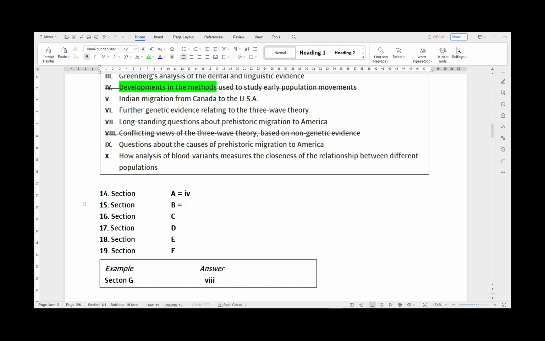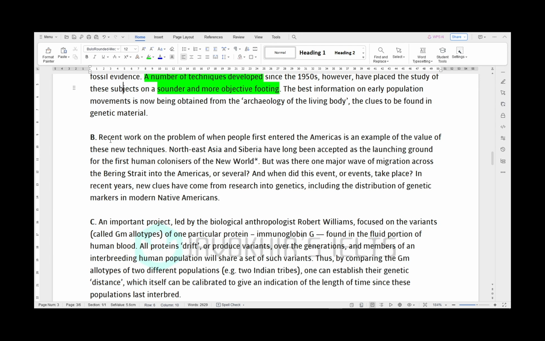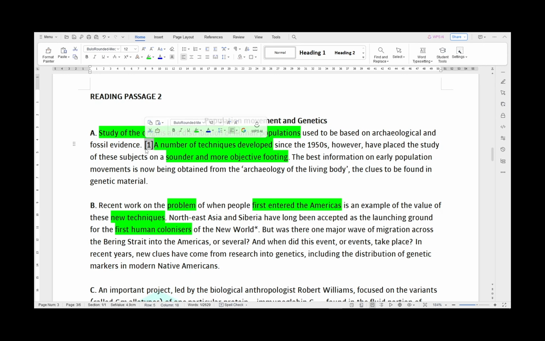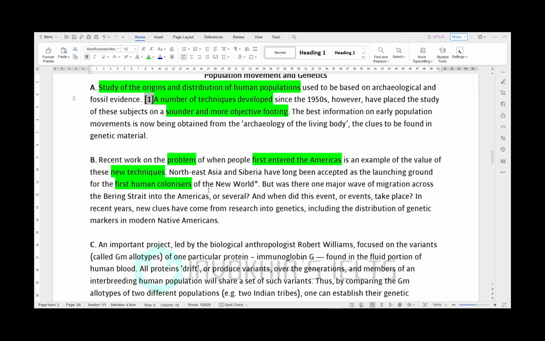Now with paragraph B: recent work on the problem of when people first entered the Americas is an example of the value of these new techniques. We have the word problem, and we have the words first entered. Okay, sort of an example. Northeast Asia and Siberia have long been accepted as the launching ground for the first human colonizers. So first of all, let me just give myself a highlight, because we found the first answer over here.